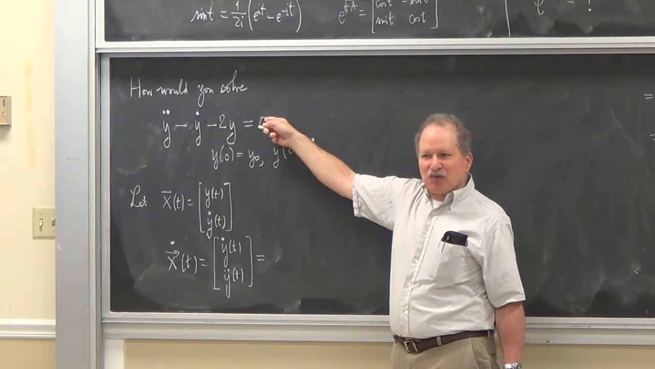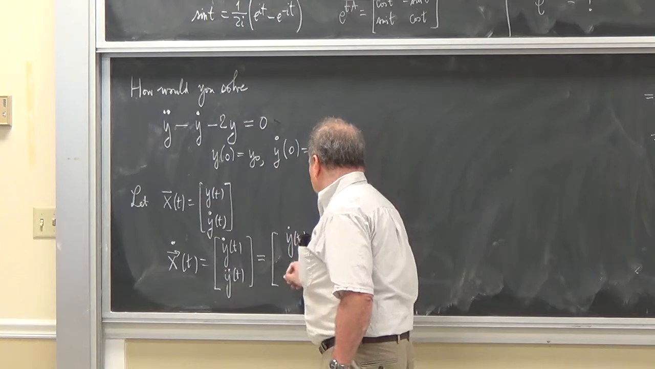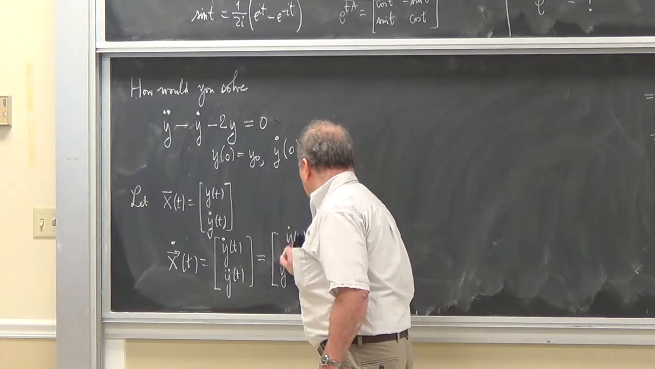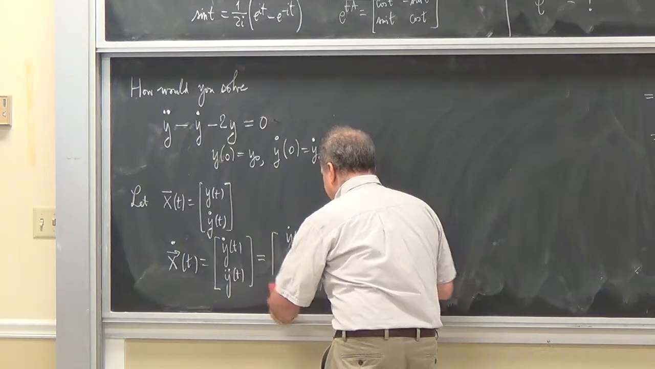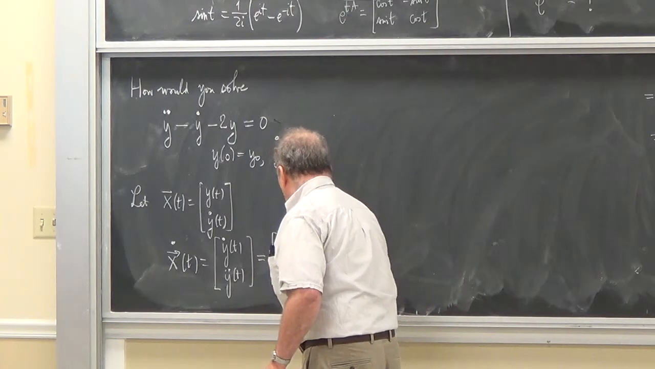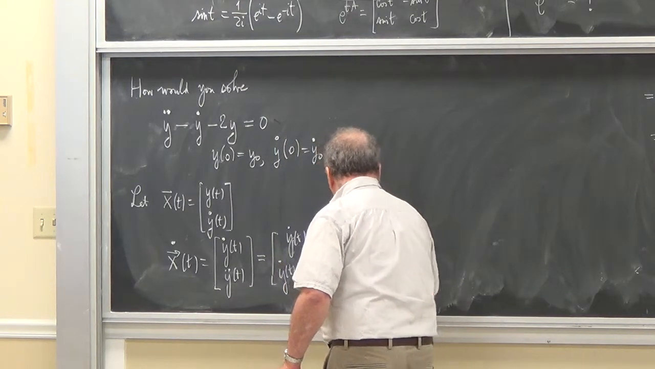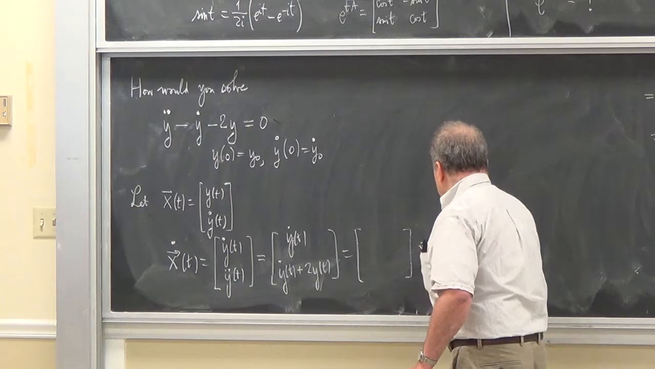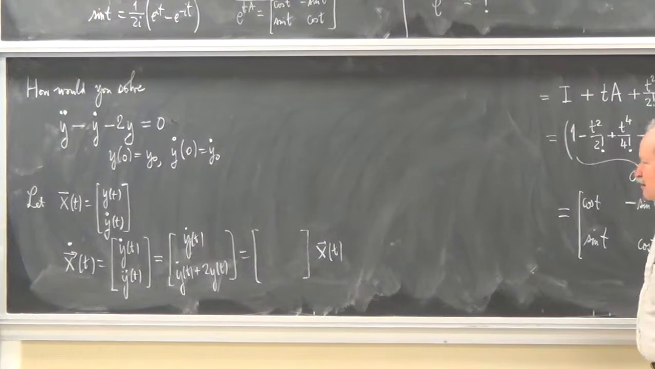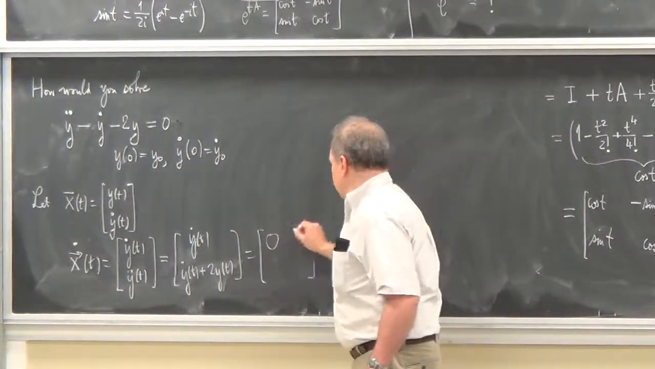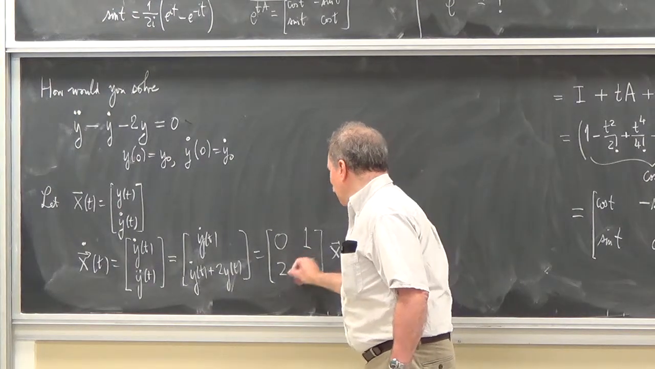So this is just like what we did with the difference equations. You have y dot here, and then you have y dot plus 2y here. So this is given by a matrix times this vector. What's the matrix? 0, 1, 2, 1.